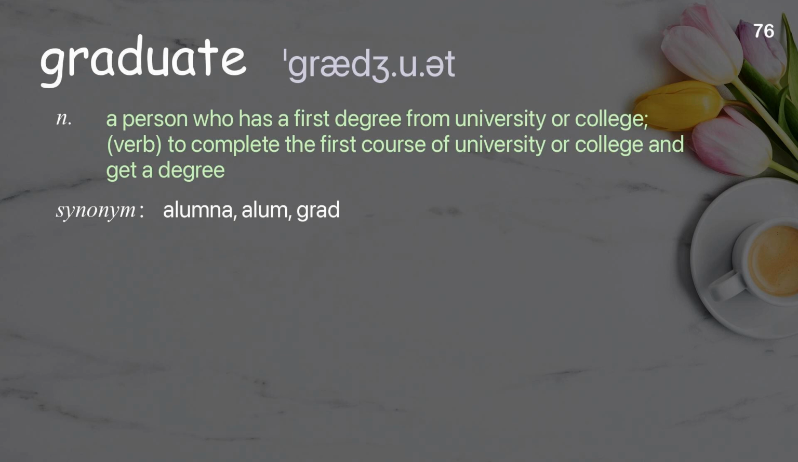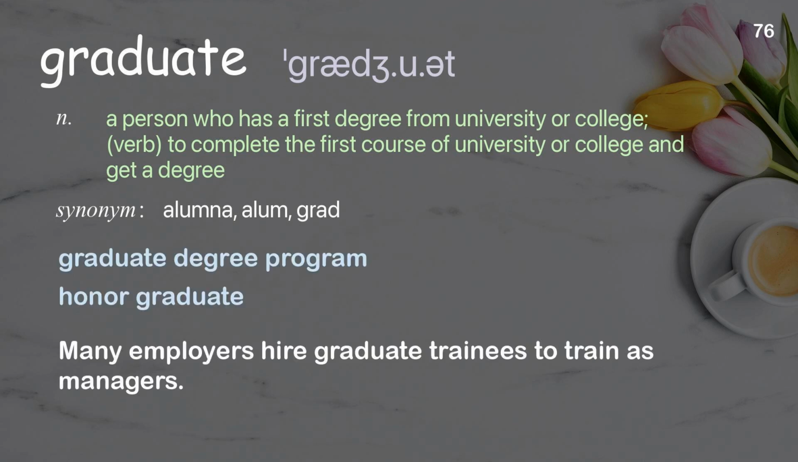Graduate: A person who has a first degree from university or college. Verb: To complete the first course of university or college and get a degree. Examples: Graduate degree program. Honor graduate. Many employers hire graduate trainees to train as managers.